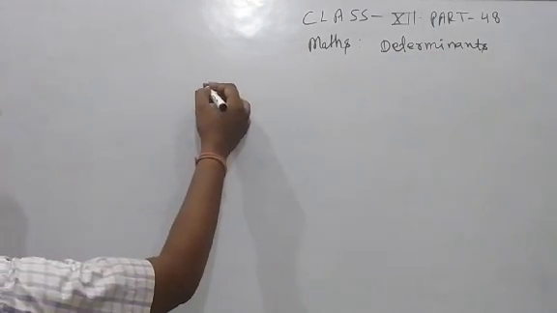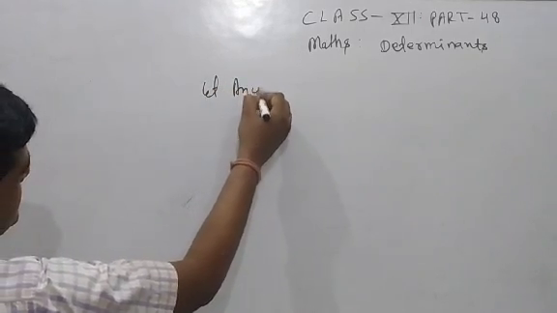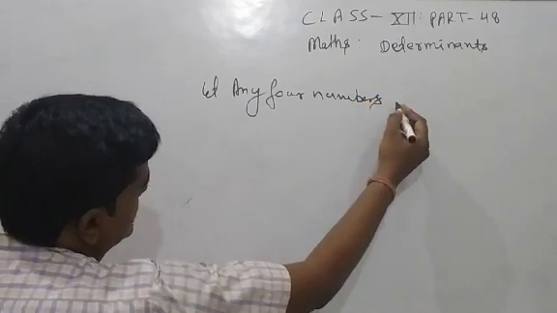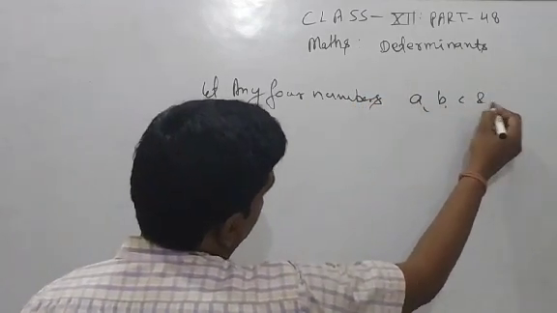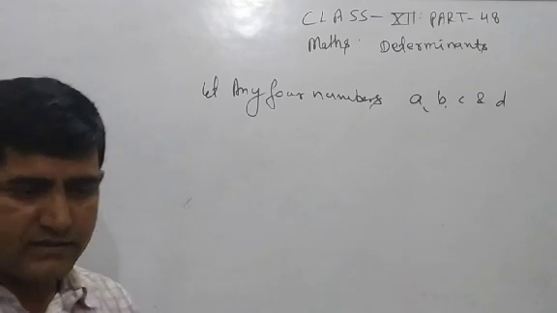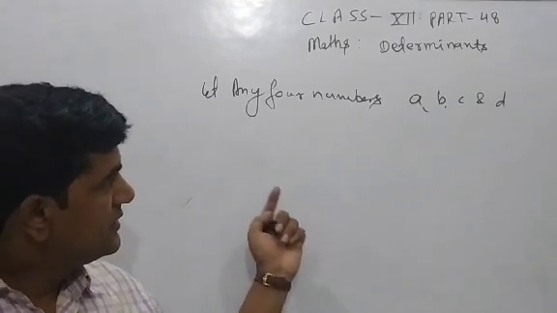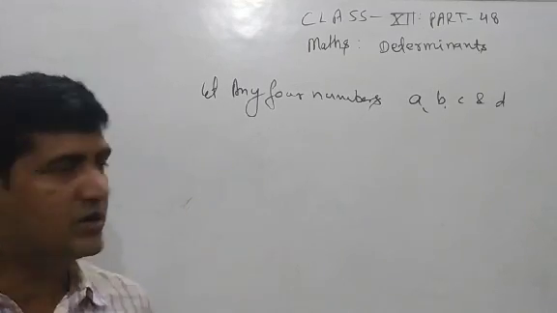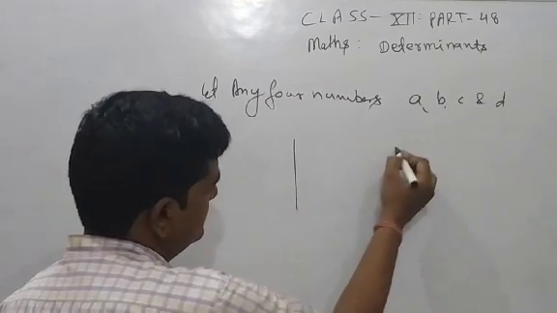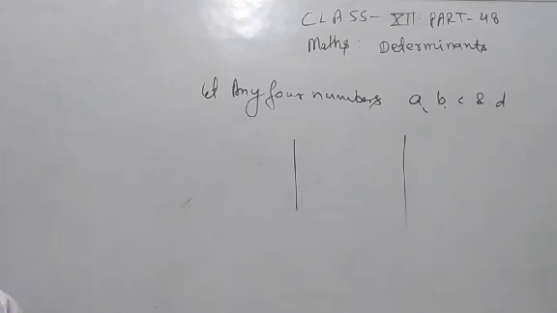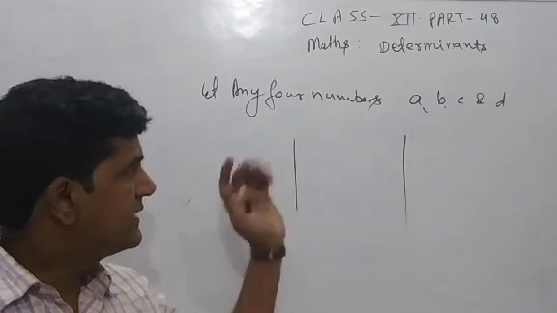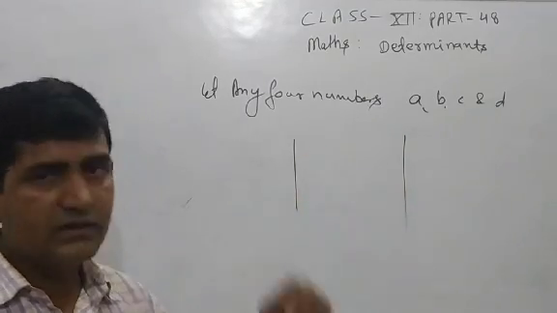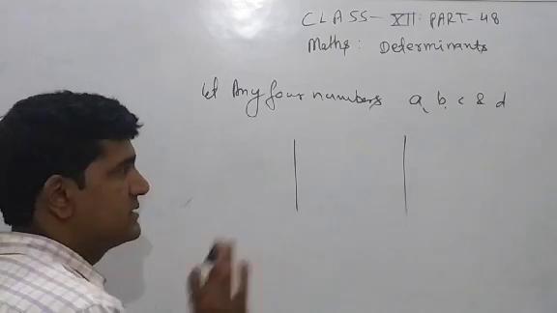Very simple. Let any four numbers A, B, C and D be arranged in two rows and two columns in a bar. Clear? Bar means modulus, mod. When we arrange any four numbers in two rows and two columns in a bar, in a modulus, this is called a determinant.